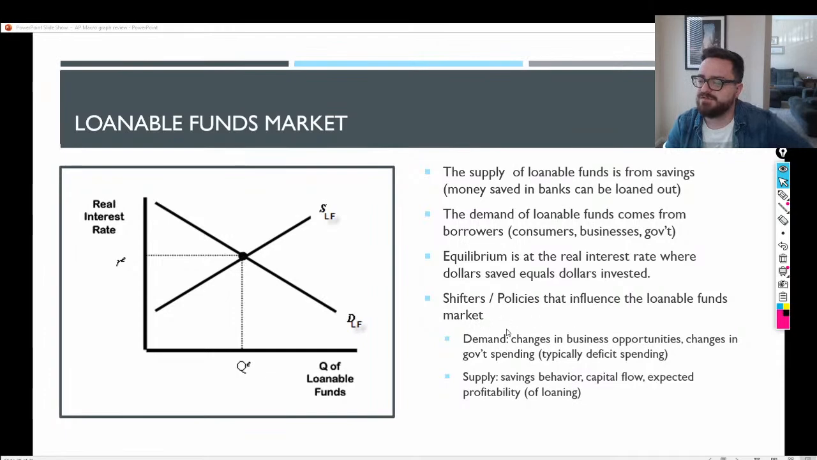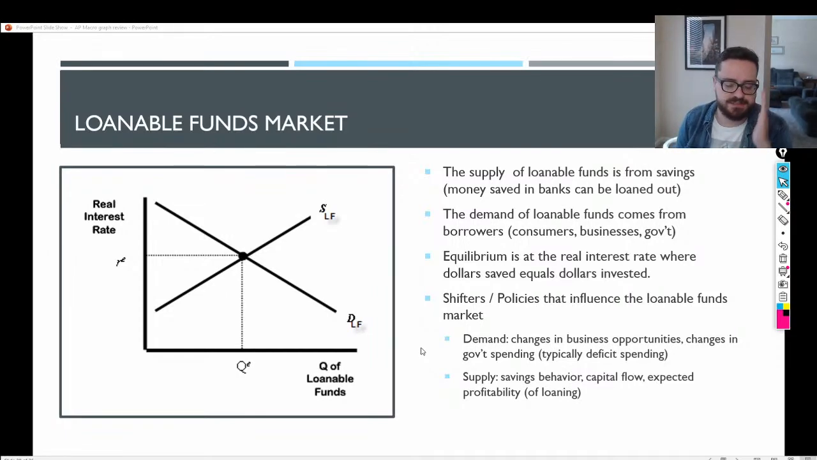And then again, the things that shift demand: business opportunities, because if businesses think they can make a lot of money, they'd want to spend and borrow more to capitalize on that. So businesses are like, ooh, now's a good time to expand. Cool. Demand for loans goes up, because if businesses think that they can expand a bunch, they're going to want to borrow and spend more to do it. So greater demand for loans.